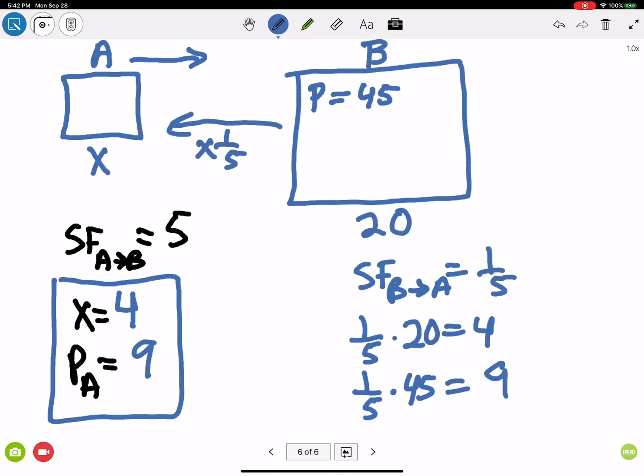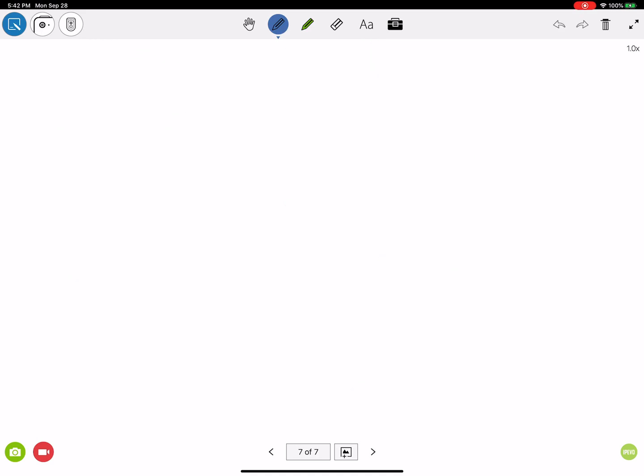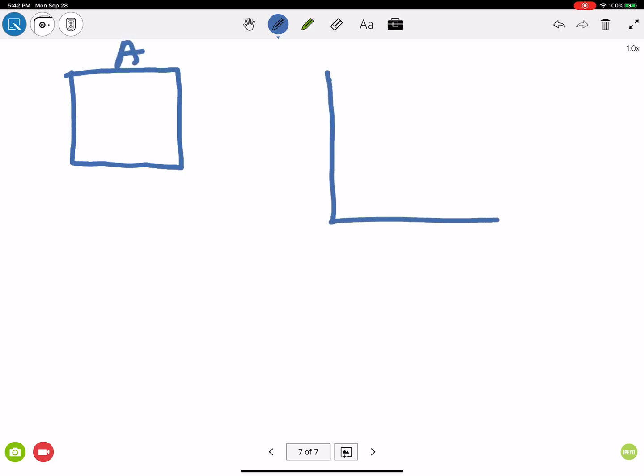So how about this next problem? Let's say that I give you, that's a really ugly box. Let's say that I give you this box and I label this A. I give you a bigger box and I label this B.